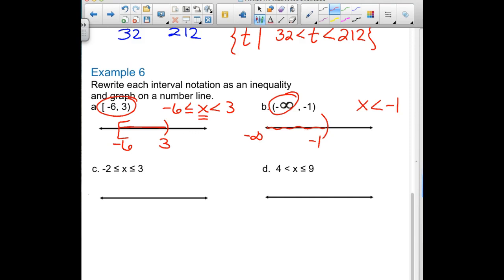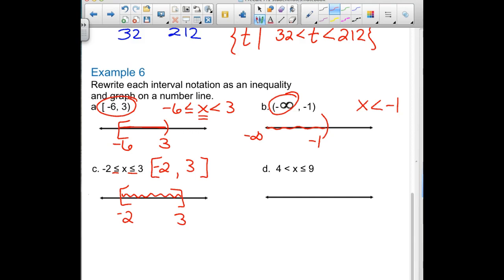Okay, for C and D, we're going to go the opposite. I've given you the inequality statement. I want you to put it in interval notation. Since both of these have equal signs here, we would use squared off brackets, and we just bring our numbers over in that same order. We want everything from -2 to 3, and the same thing with our number line. We want all values between -2 and 3.